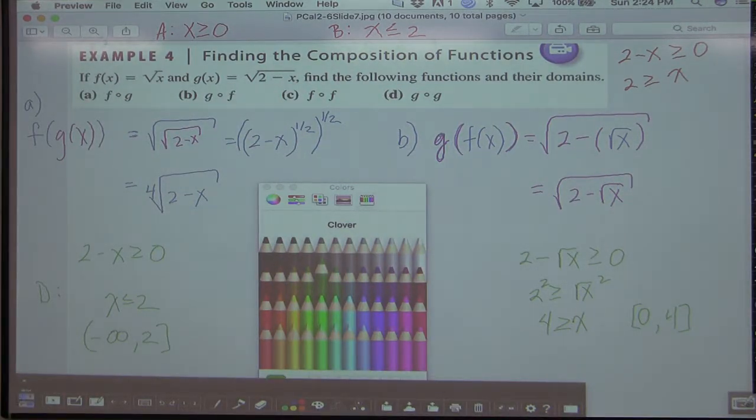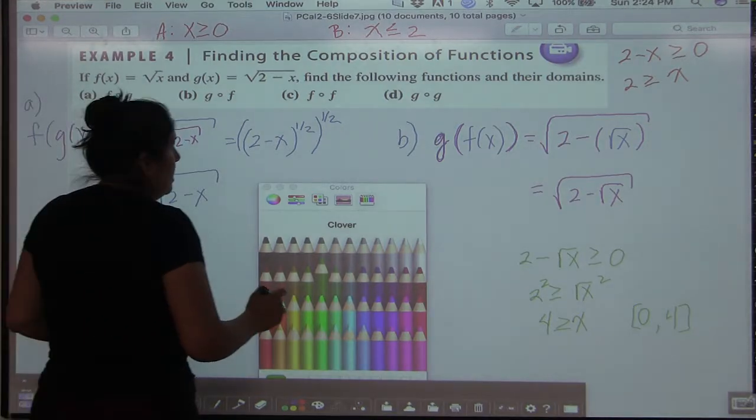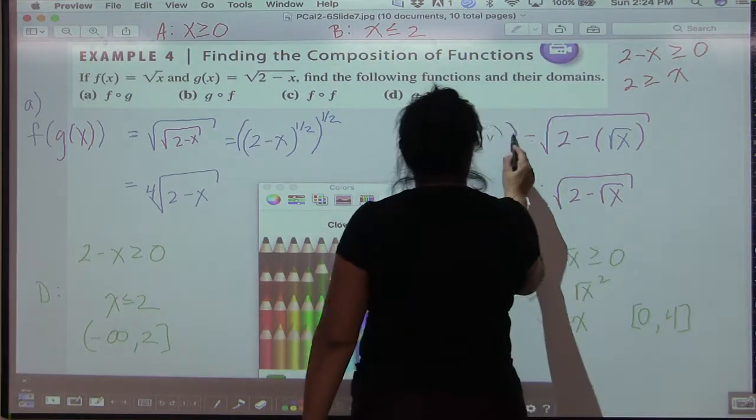And then we're going to go, as promised, to C and D, which I think are the ones that cause people most problems because, well, they're weird. They're a function inside of itself. So let me erase this.